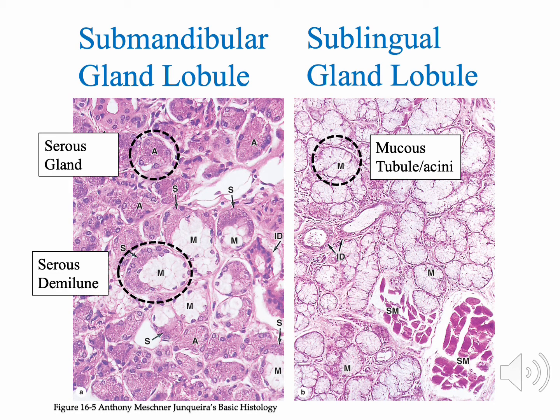Figure 16-5 from your textbook is a great comparison between the submandibular gland as well as the sublingual gland. So starting on the right-hand side of the screen with the sublingual gland, recall that again it's composed of both serous as well as mucous cells, but the mucous cells certainly predominate. So here encircled on this picture is a mucous acini, and of course also we can call a mucous tubule given its more tubular structure.